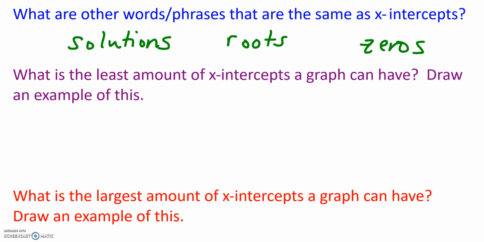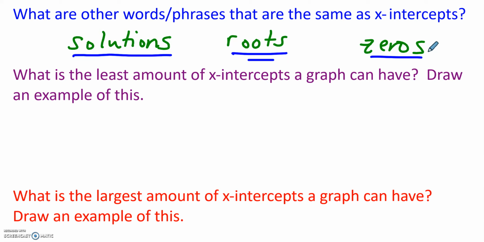Here are 3 examples that I came up with. The most common one, I would say, is solutions, because we've been talking about it off and on during this unit. Roots is also very, very popular, as well as zeros. All of these I will be using interchangeably throughout the rest of the semester and second semester, and you should always know that they mean the same thing, where it crosses the x-axis.